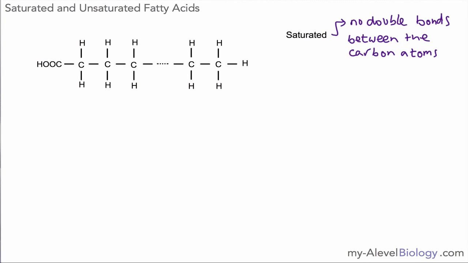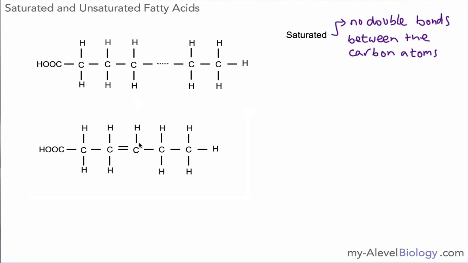But when we look at an unsaturated fatty acid, you will see 1 or more double bonds between the carbon atoms, and they would look like this, simply drawn as 2 lines between 2 of the carbon atoms. One of the hydrogens is gone because that bond has been taken up between the carbon atoms there.